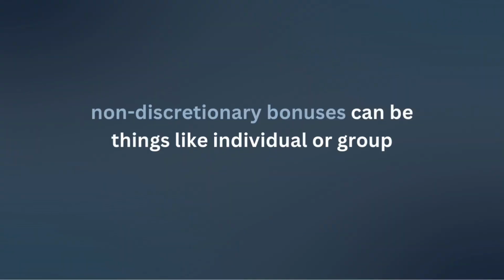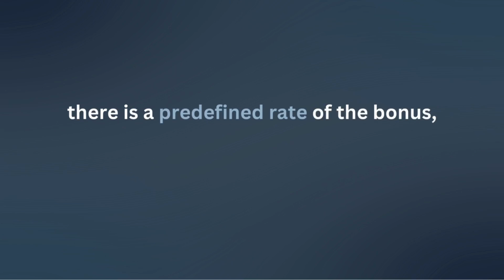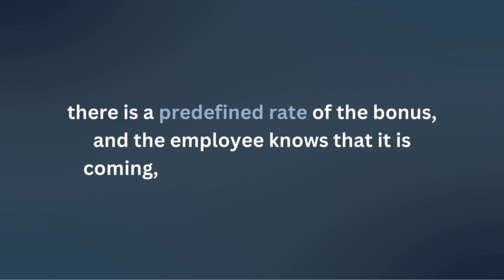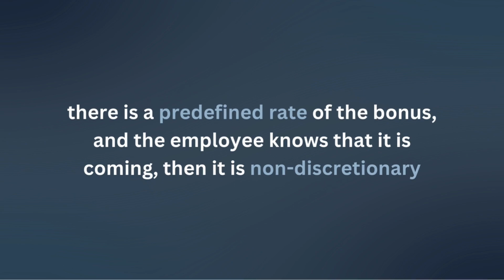So non-discretionary bonuses can be things like individual or group performance bonuses. These can be bonuses for accuracy of work or efficiency of work. But basically, if the bonus is something where there's a predefined rate of the bonus and the employee knows that it is coming, then it's non-discretionary because there's already an agreement, and so the employer is not really at liberty to not pay out the bonus. And therefore, it is tied to the employee's work and the employee's job performance.